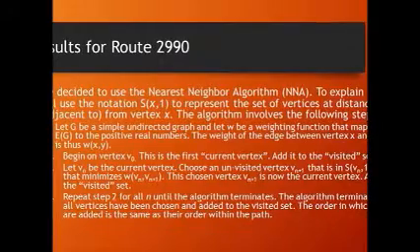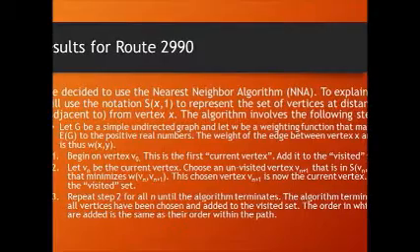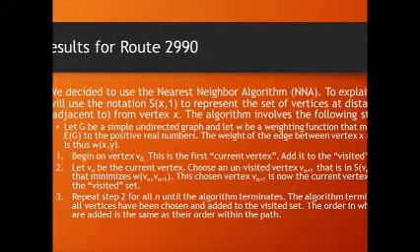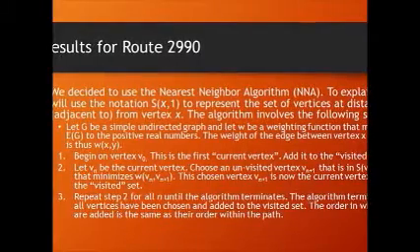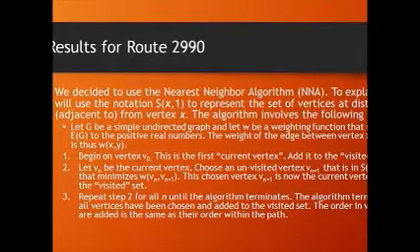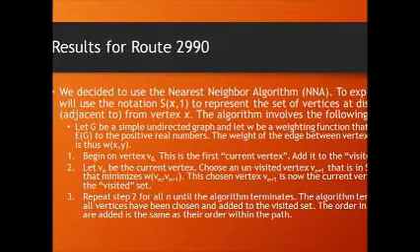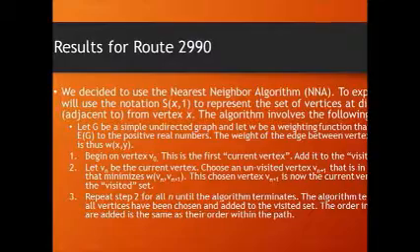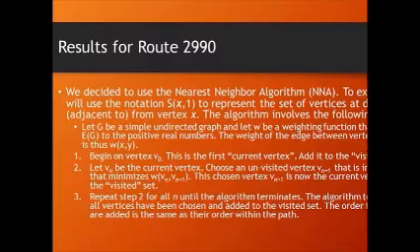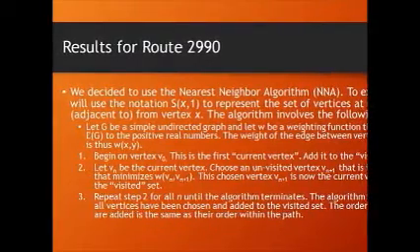Alright, step 1. Begin on vertex v_0. This is the first current vertex. Add it to the visited set. Step 2. Let v_n be the current vertex. Choose an unvisited vertex v_(n+1) that is in S(v_n, 1), the first sphere around v_n, and that minimizes W(v_n, v_(n+1)), that is the weight of the edge between v_n and v_(n+1). This chosen vertex, v_(n+1), is now the current vertex. Add it to the visited set.